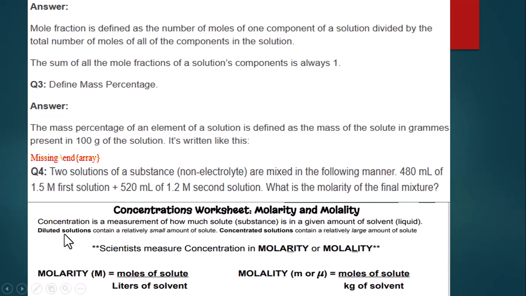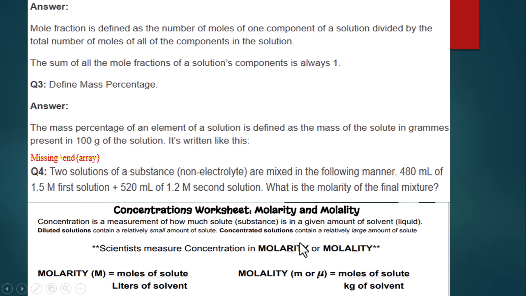So diluted solutions contain a relatively small amount of the solute. This is what we said. Concentrated solutions contain a relatively large amount of solute. Now let us look into this. They say diluted solutions contain a relatively small amount of solute, and concentrated solutions contain a relatively large amount of solute. And this is true.